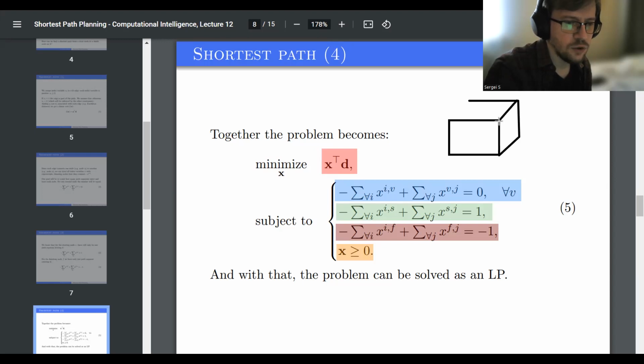Say the domain looks like a box. If it looks like a box, then since it is an LP, the solution would have to be on the vertex, somewhere on one of the vertices. The solution cannot be anywhere else. Why? Well, because it has linear cost.